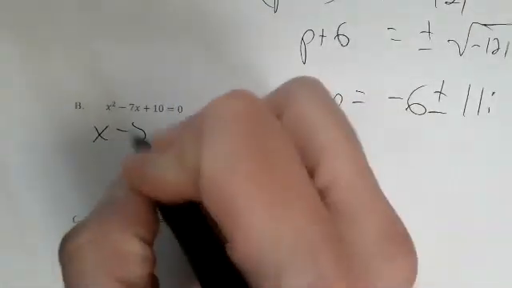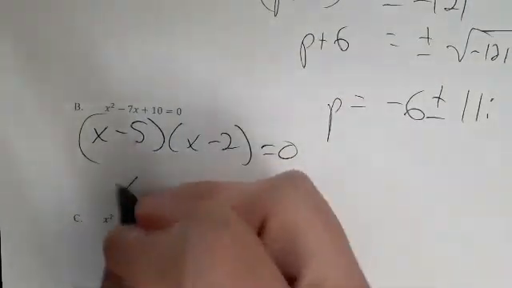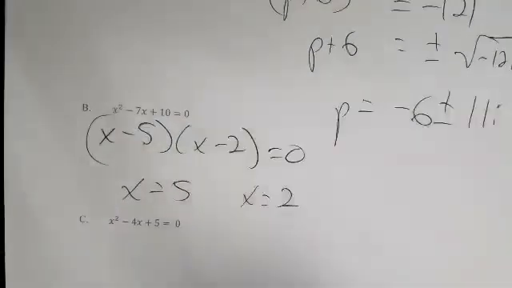This one looks really similar to the other one, but it factors out a little bit differently. (x minus 5)(x minus 2), I believe, are my two factors here. And so we're getting x equals 5 or x equals 2.